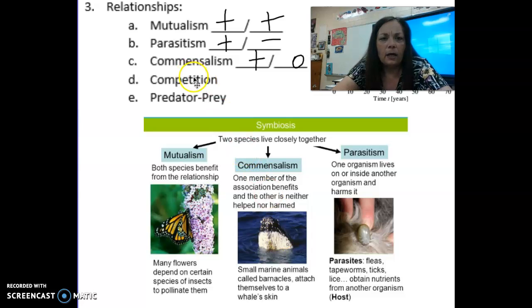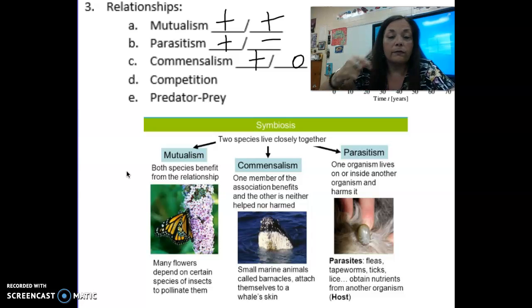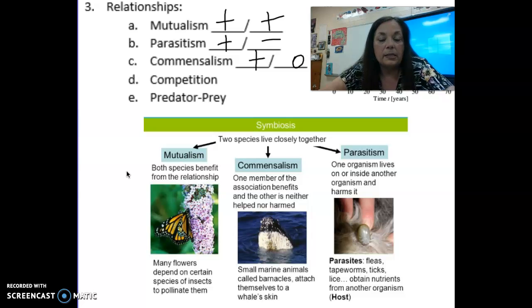Okay, and then the other two up here, competition is when two or more organisms need the same thing at the same time in the same place. So I want you to think of the example of if you've got two birds that live in a tree and they both eat insects out of the tree, then those two species would be competitors. Now, if two birds lived in the tree and one wanted seeds or berries and the other one ate insects, then they are not competitors, okay? They have to want the same thing at the same time.